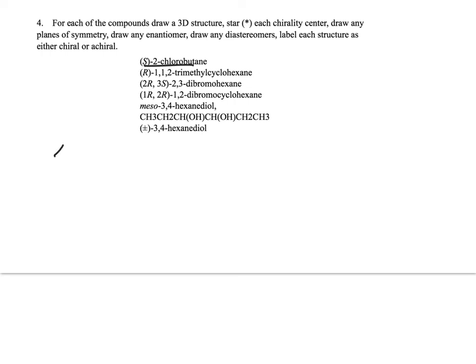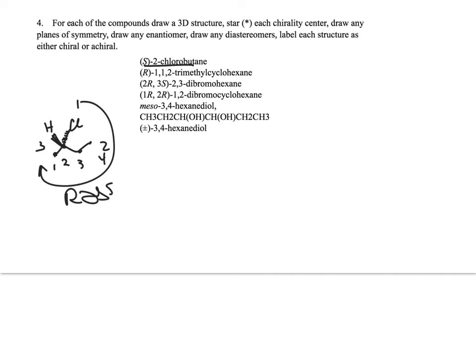So to draw 2-chlorobutane, you need 4 carbons, and then you need chlorine coming on the second one. 1, 2, 3, 4. So if this is 1, 2, 3, and that would be R, then you would want the chlorine going back and the hydrogen coming forward. And that way you can switch it and it would be S. So you need to have your dashes and your wedges on the same side.